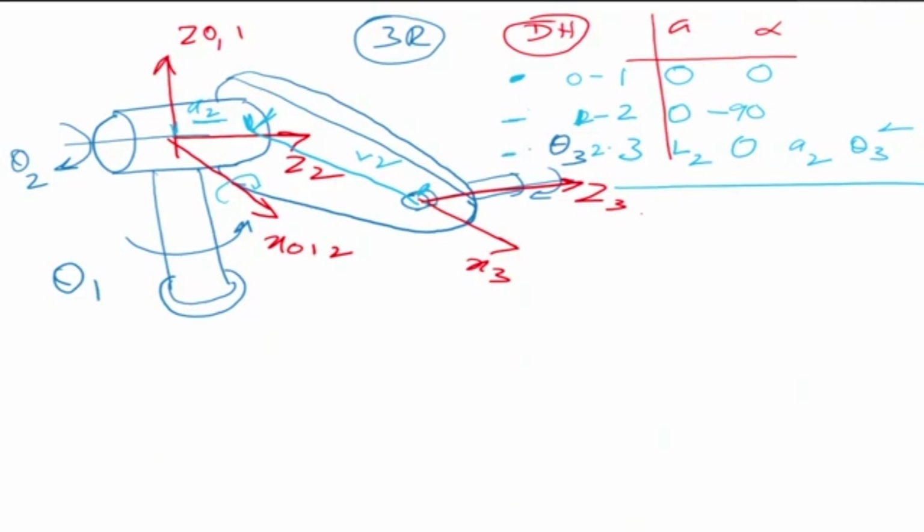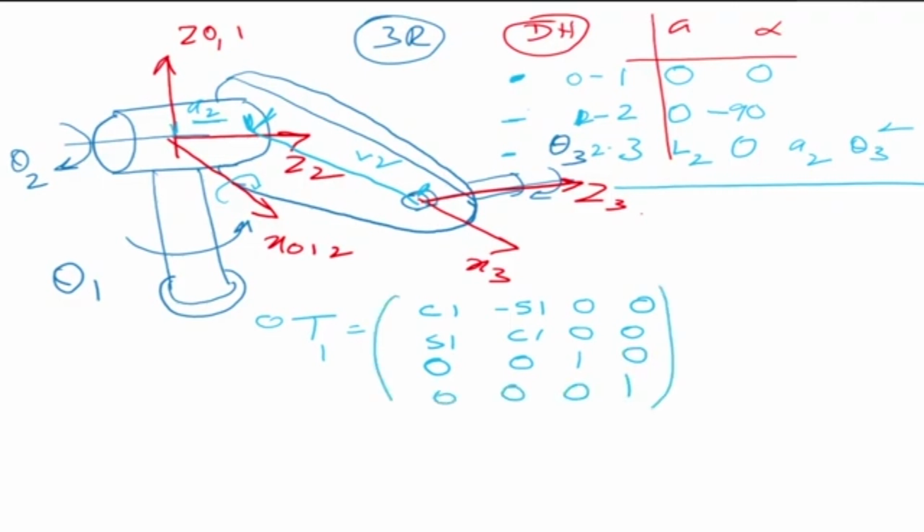Okay. So with that, I'm going to get T0 to 1, which is equal to cos theta 1, minus sin theta 1, 0, 0; sin theta 1, cos theta 1, 0, 0; 0, 0, 1, 0; and 0, 0, 0, 1. This is the first one. Okay. The second one I'm going to get is T1 to 2, which is given by taking the second row.